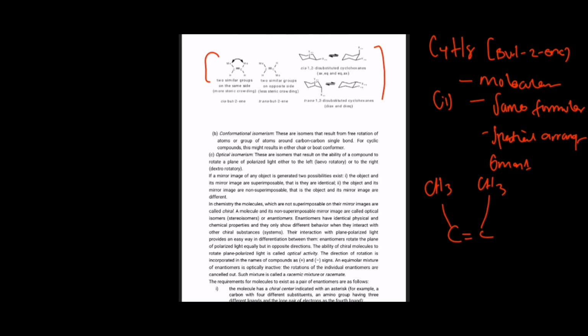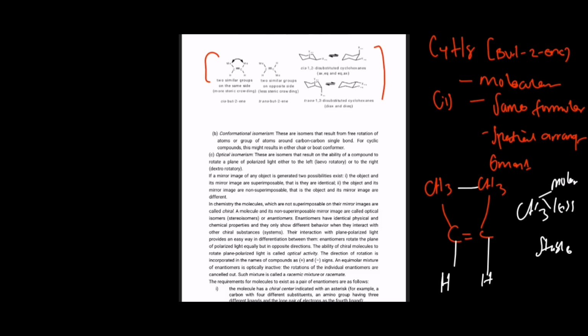Both similar groups are on the same side. This is hydrogen, hydrogen. You get to find out that the CH3 groups and the hydrogen atoms are on the same side. All together, since they are on the same side, they are more polar, and they are less stable.